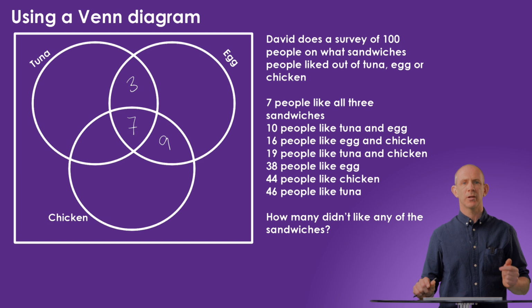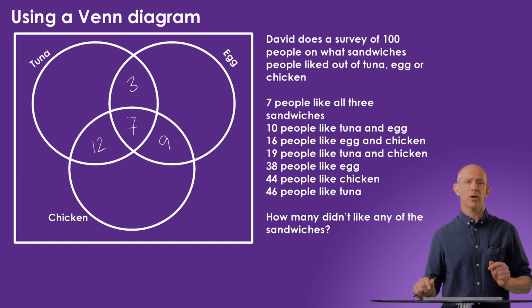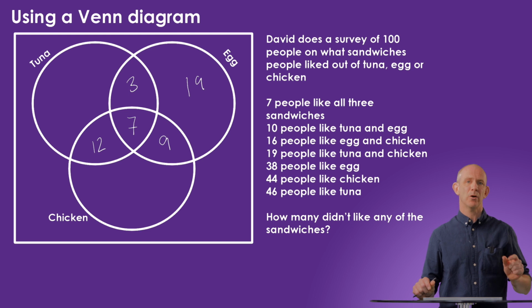As 19 people like tuna and chicken, we can do the same and get 12 who like only tuna and chicken but not egg. We're told that 38 people liked egg, and we know how many others liked egg and the other sandwiches, and we can subtract them from the total of 38. 3 plus 7 plus 9 equals 19. So 38 subtract 19 will leave us with 19 who only like egg and can be placed here.